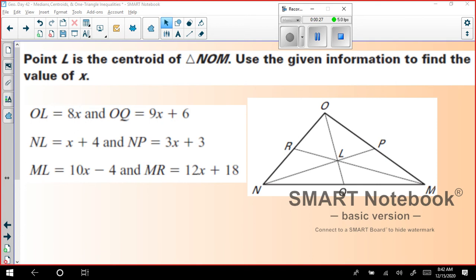They have given us OL equals 8x and OQ equals 9x plus 6. In each of these, they are asking us to find the value of x. Okay, I'll do the first one, then give you a chance to work on the other two.